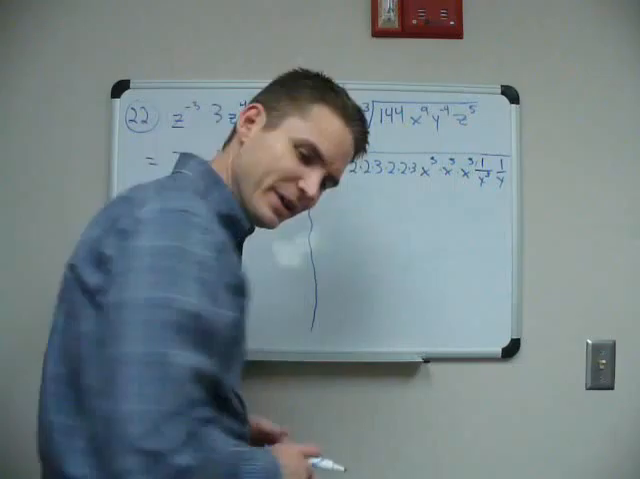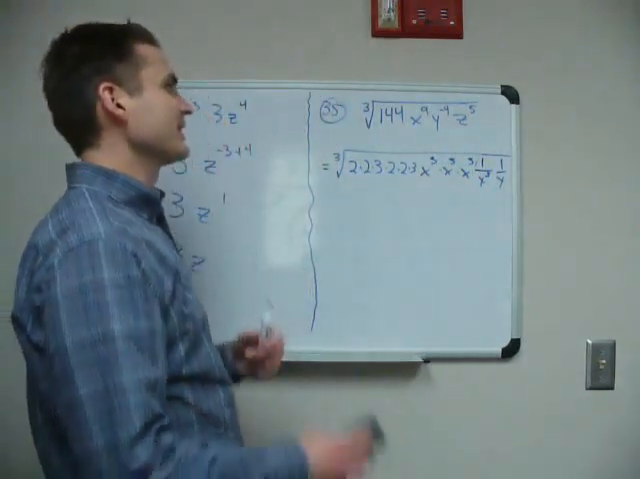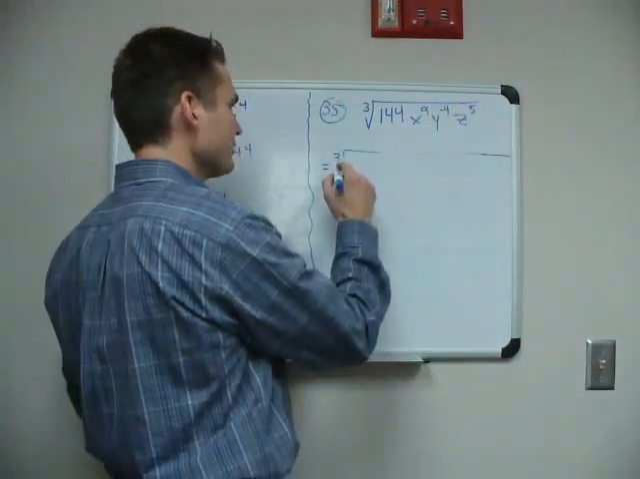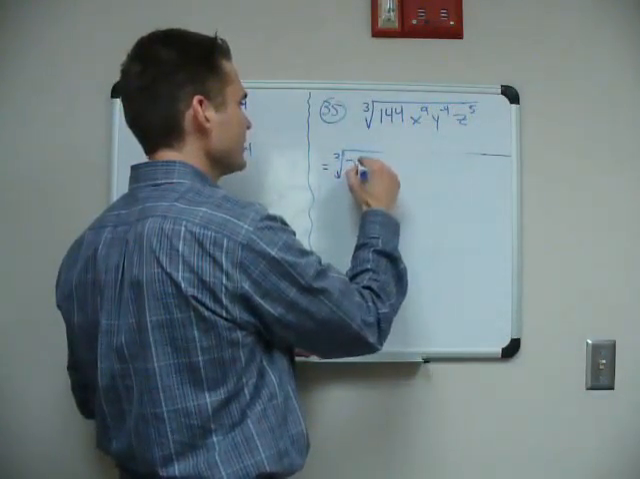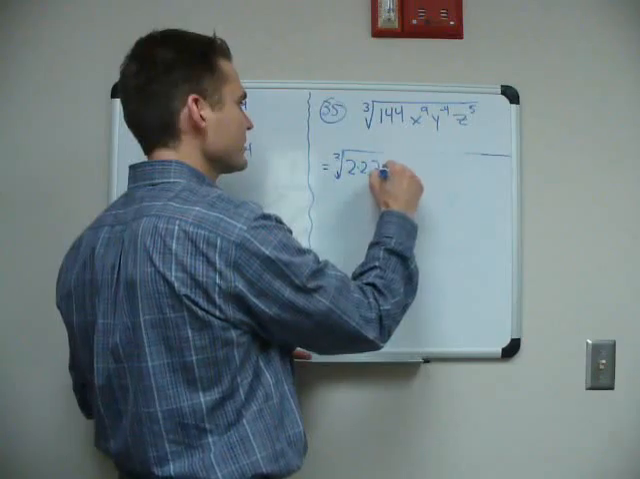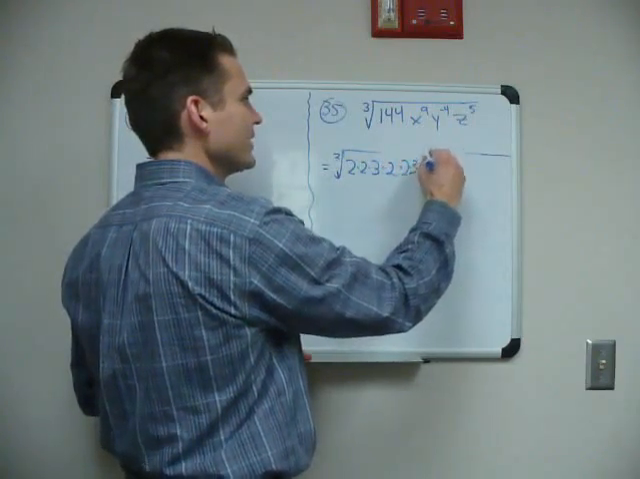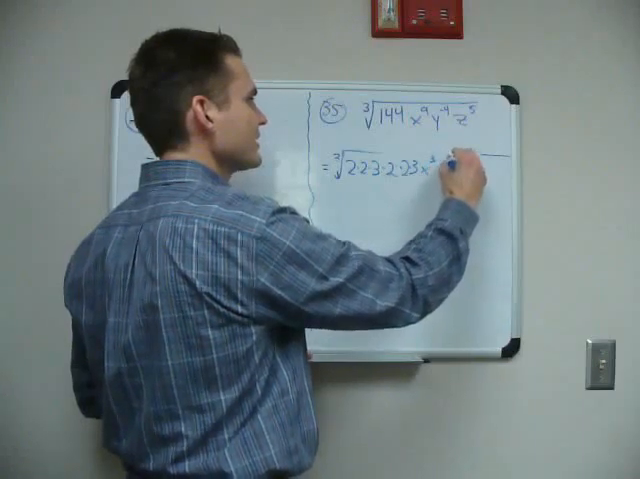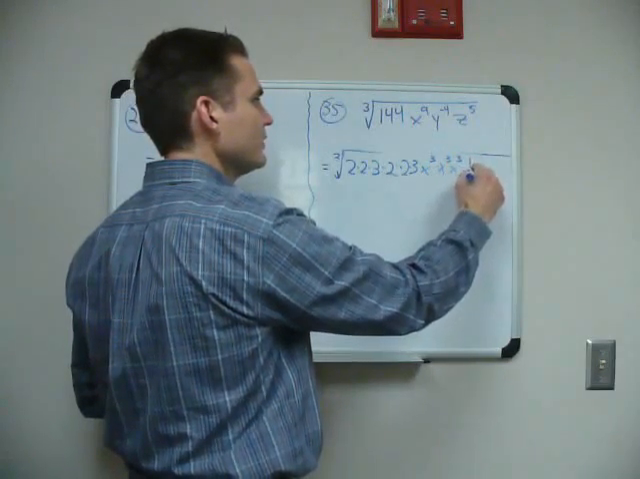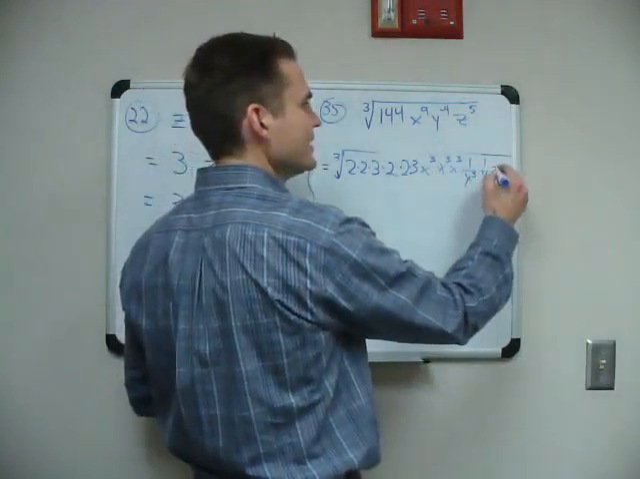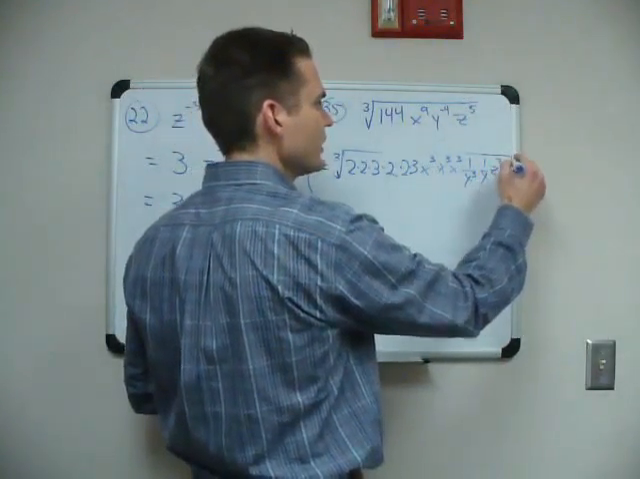In fact, let me go ahead and rewrite what I have, just clustering it together a little bit more. Okay, so I had the 144, which is 2 times 2 times 3 times 2 times 2 times 3. I've got x cubed, x cubed, x cubed, 1 over y cubed, 1 over y, okay, and z to the 5th. Well, that's z cubed times z squared.